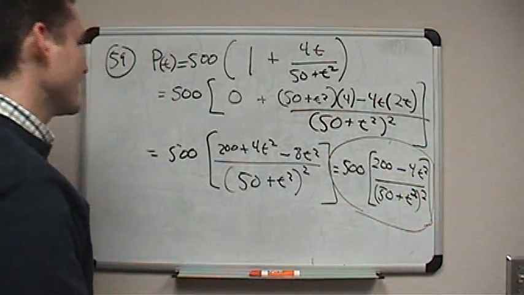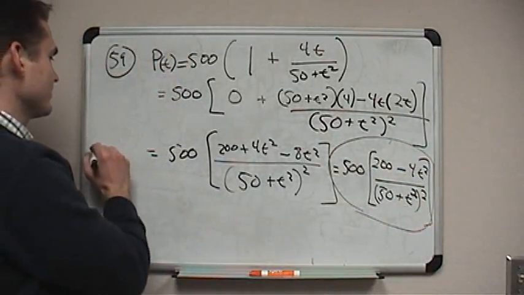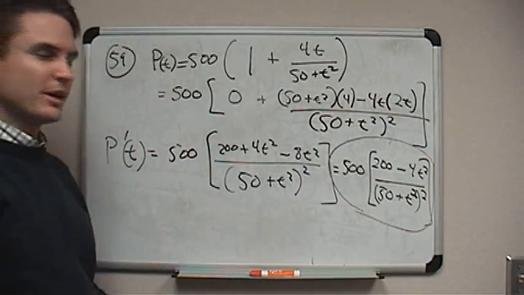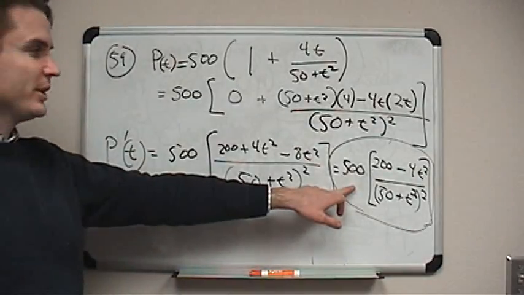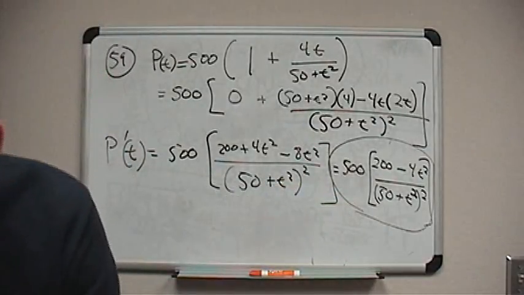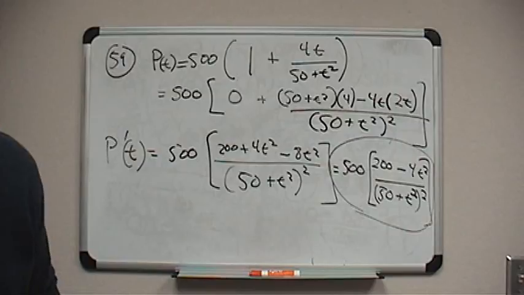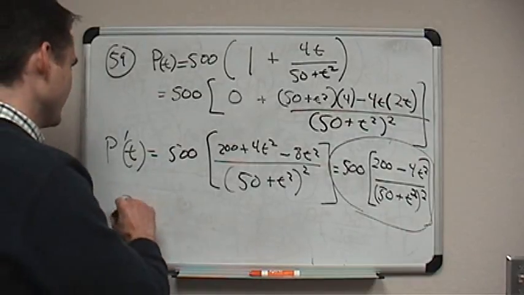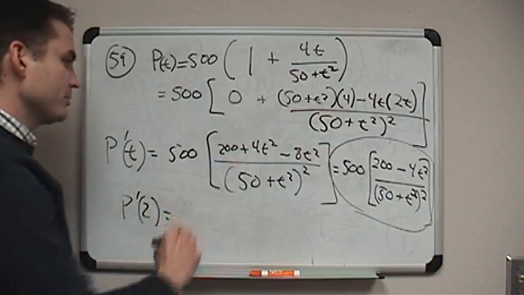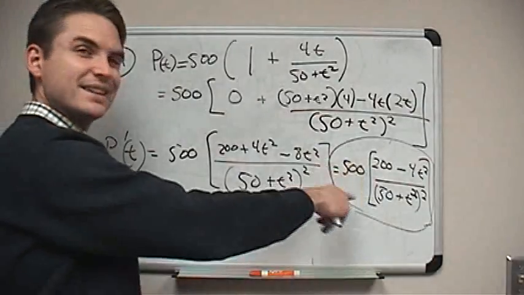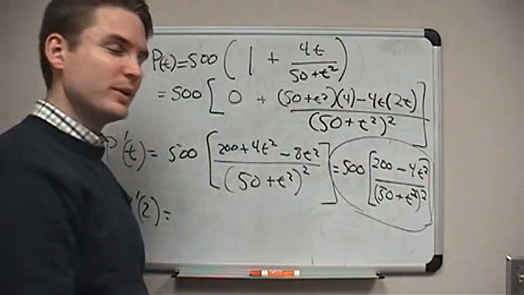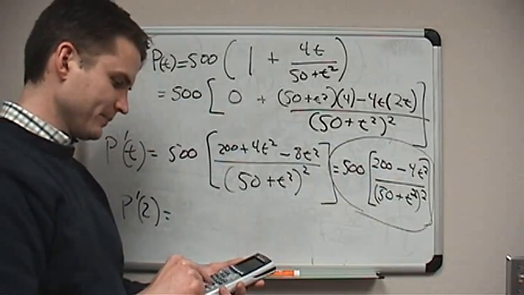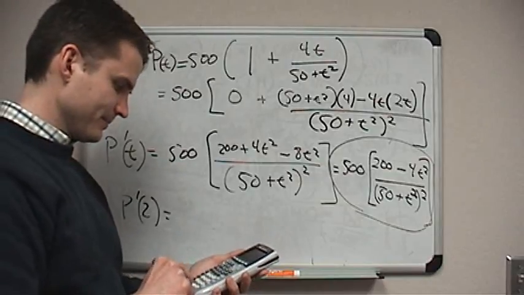So what is this thing that we found? This is P prime of t. This gives us the rate of change of this bacteria population. Now we need to put in the value of t that they ask for. In the problem they said find the rate of change of the population when t is equal to 2. So what they want here is P prime of 2. I've got to take this whole expression and plug 2 in for t. Of course that's a little bit of typing on the calculator, but let's see.